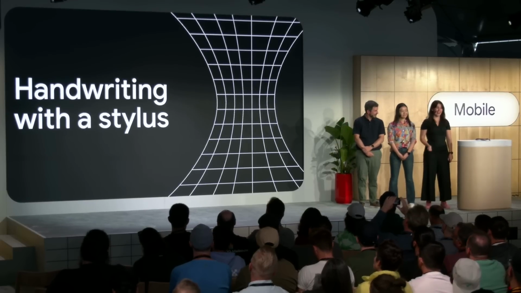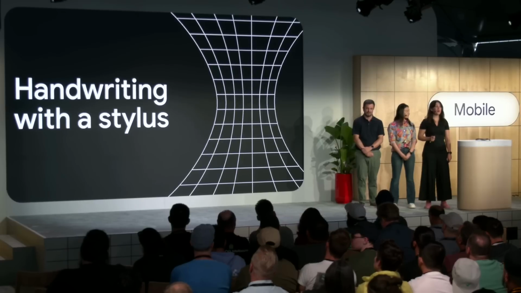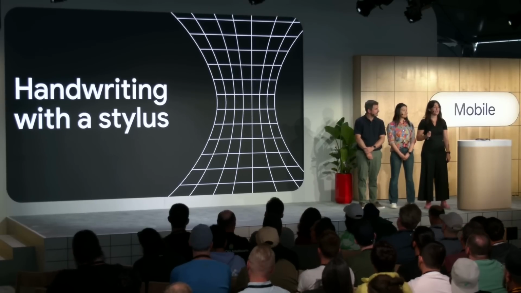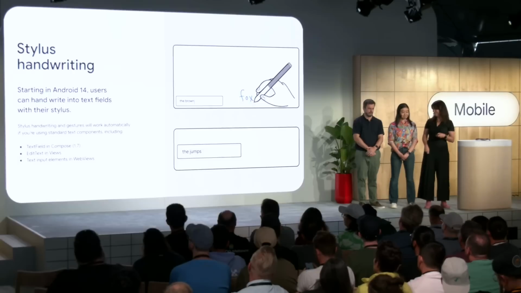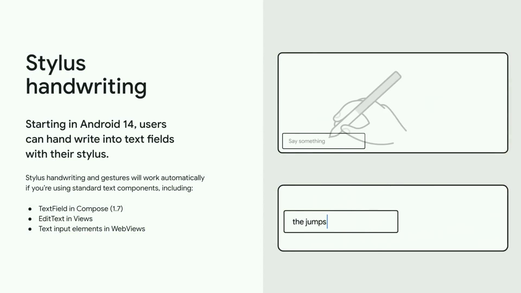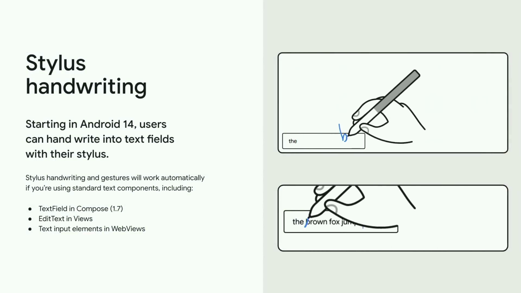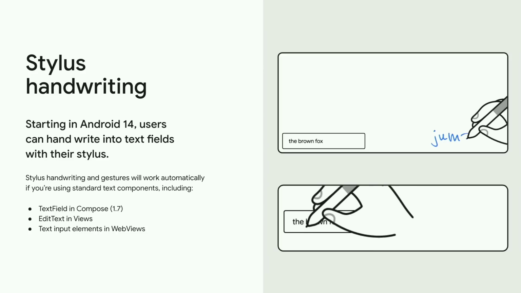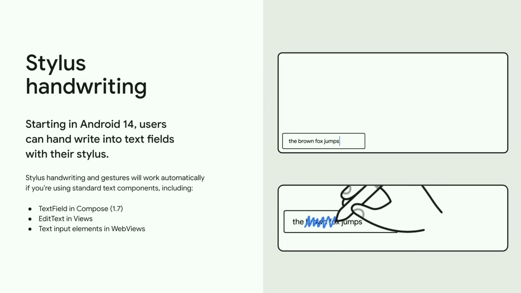Next up, Stylus. With new support for handwriting and text fields, apps that support Stylus allow Android users to remain even more productive. Users no longer need to put down their stylus to input text into a field. Android 14 and higher enable users to write into any text field in any app using a stylus. For text fields in Compose, you need to make sure to update to the June release.